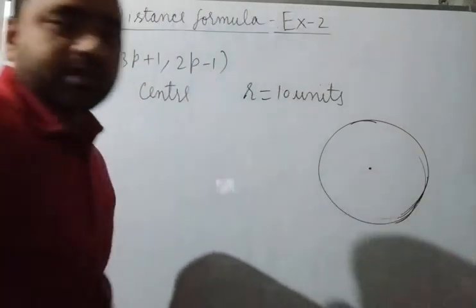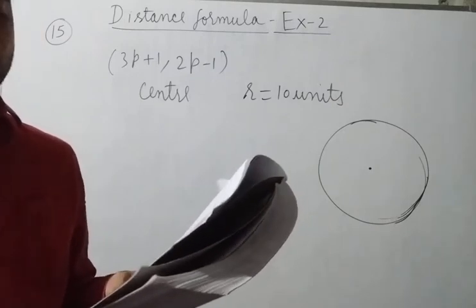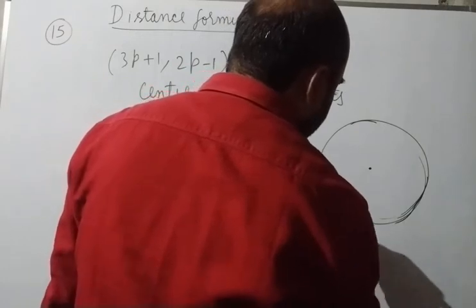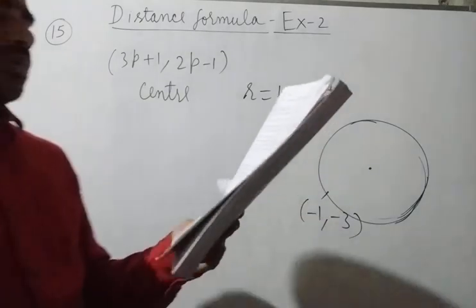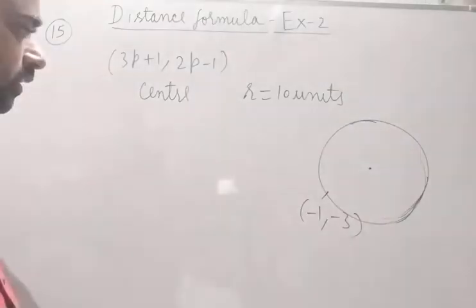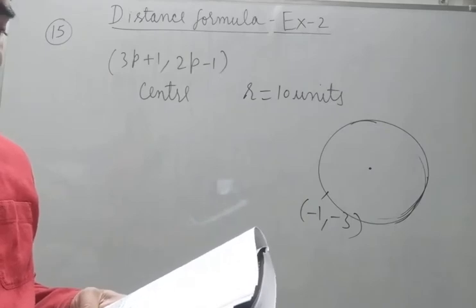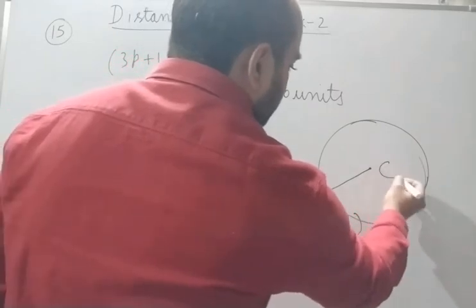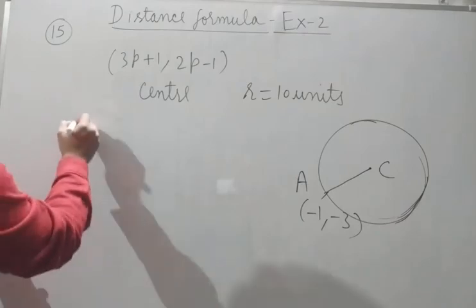Center is mentioned. And another thing, if the circle passes through the point minus 1 comma minus 3, it means the point is on the circumference. Center is given and the circle is passing through the point minus 1 comma minus 3, it means this point is on the circumference of the circle. Diameter is 20, it means radius is 10. And if you join the center to this point, suppose center is C and this point is A, it means AC will be what?